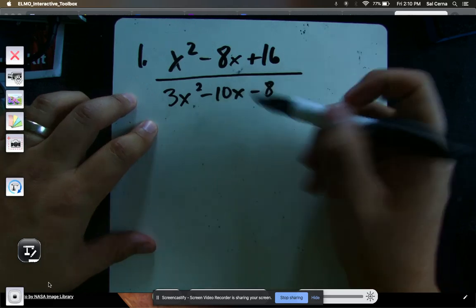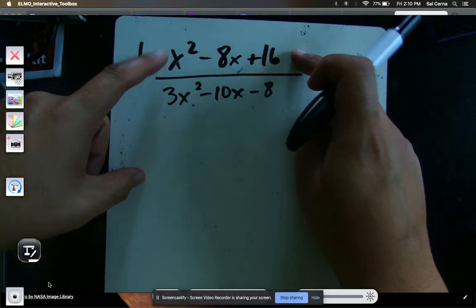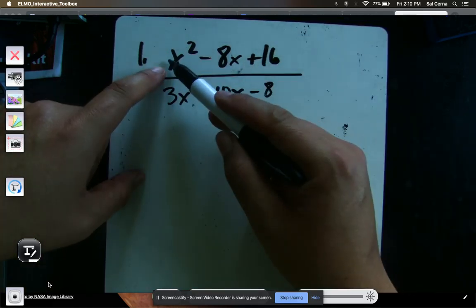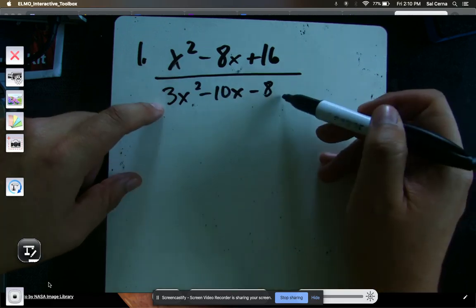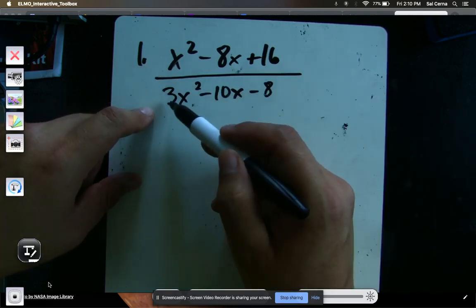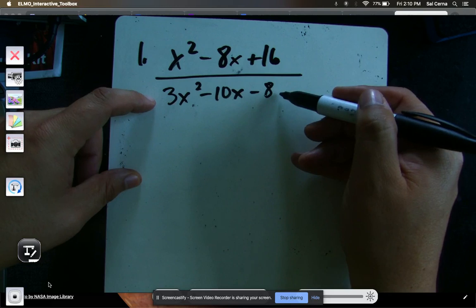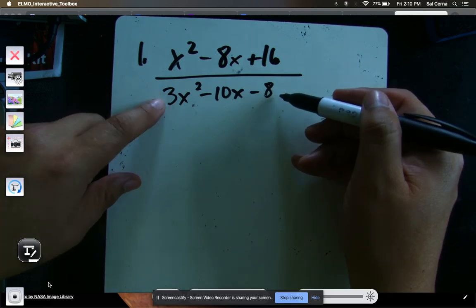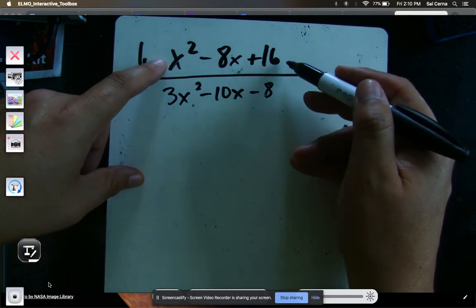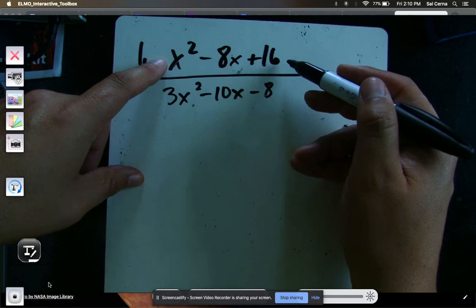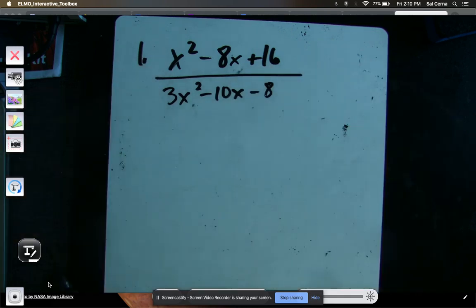I look at my rational expression. This is a quadratic. The coefficient of the leading term is 1. And this is another quadratic, and the leading coefficient here is 3. So I'm going to work on this one because it's going to be a little bit more challenging because of this 3. And then I'll leave this one that looks a little more like our standard form, where our coefficient is 1 for our leading term. We'll do that towards the end, okay?